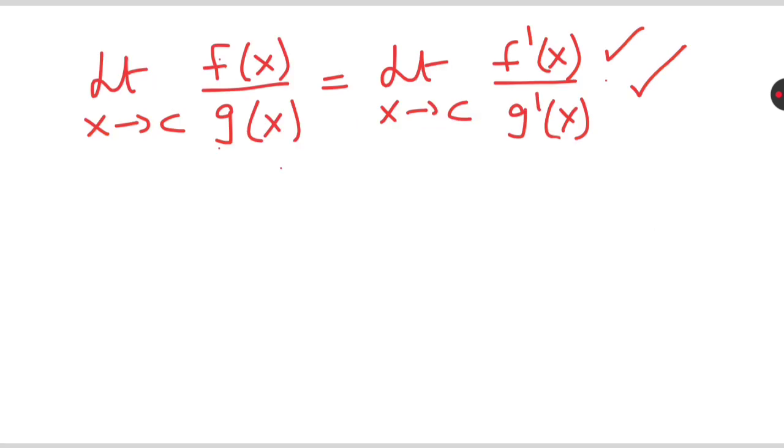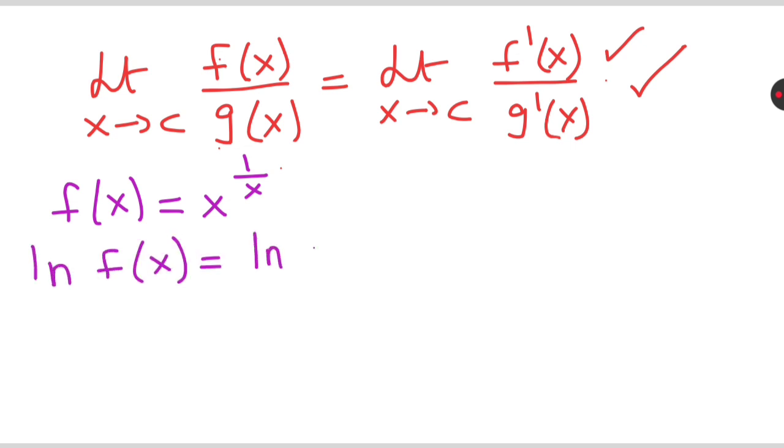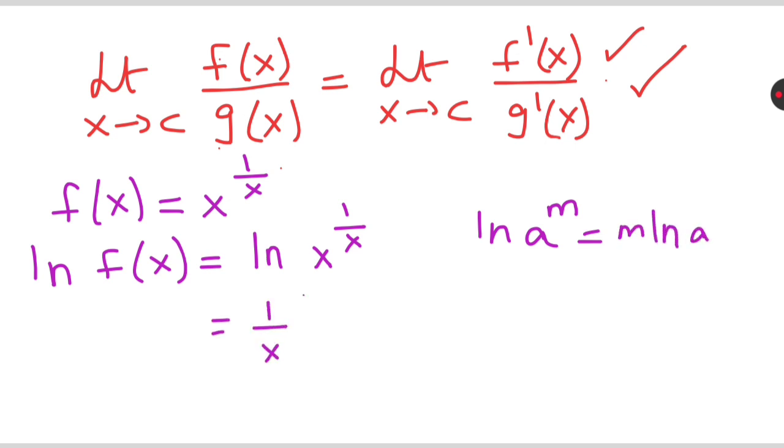For that, let us consider f of x as x raised to the power of 1 over x. Here x is in the exponent. We need to apply the natural log on both sides, isn't it? So let's apply the natural log on both sides. Ln f of x equal to ln of x raised to the power of 1 over x. Now it is in the form of ln of a raised to the power of m, so we can write this as m times ln a. Like that, the right hand side turns into 1 over x times ln x, which we can write as ln x over x. So we converted it into a rational form.